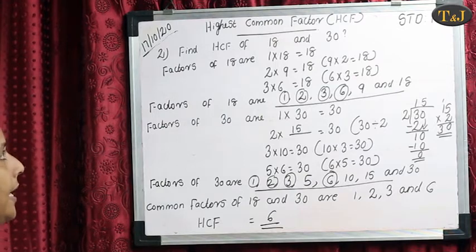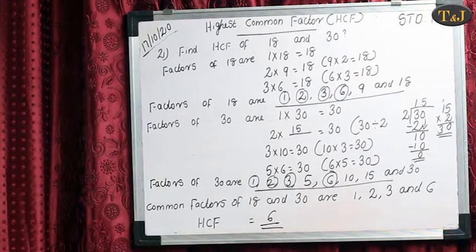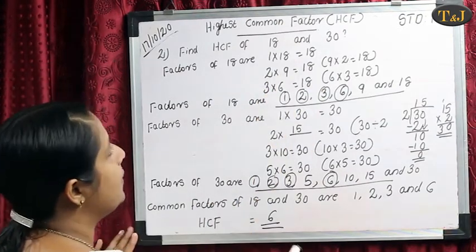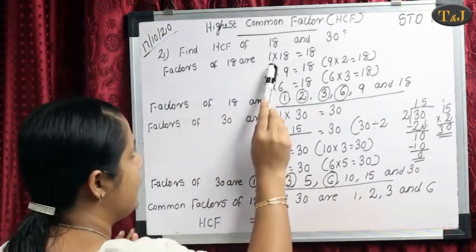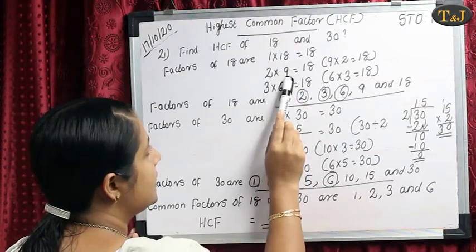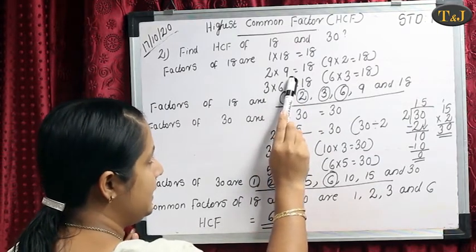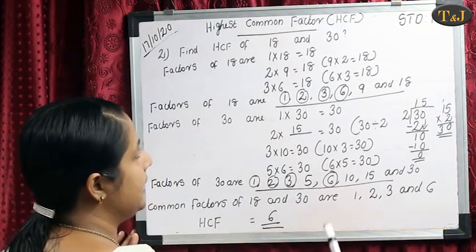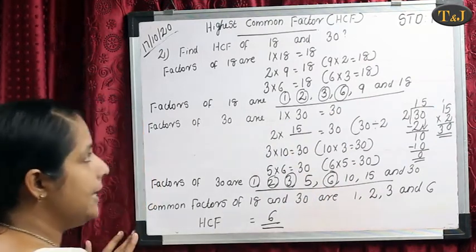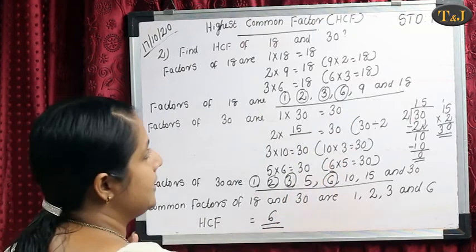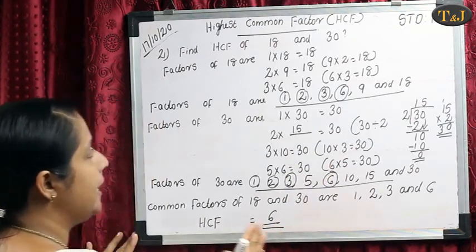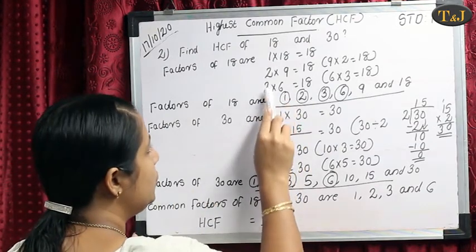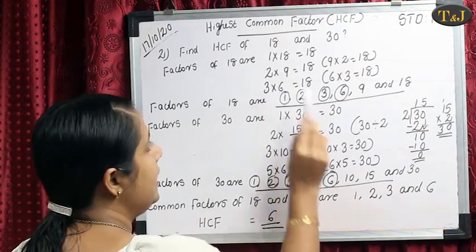Okay, once again I will explain this problem. Find the HCF of 18 and 30. First we find the factors of 18. Then in 1's table 18. 2 9s are 18. 2's table already 18, and 9's table also includes the product 18. Then in 3's table 3 6s are 18, and in return 6 3s are 18. Then in other tables there is no 18. So the factors of 18 are 1, 2, 3, 6, 9 and 18.